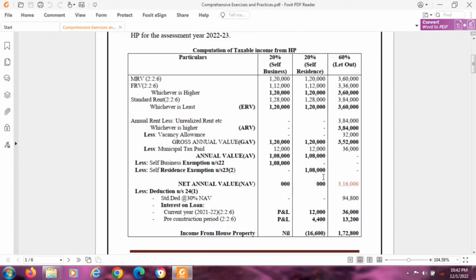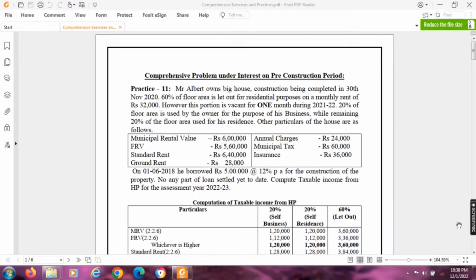In this problem, we have to compute interest on loan because the loan amount, the date of borrowing and the date of completion of construction, everything was given clearly. Based on that working, we have to compute interest on loan for the current year and interest on loan for the pre-construction period. Let me start the workings. Loan 5 lakh, interest rate 12%, period. Date of borrowing 1st June 2018. Date of repayment not yet made. Date of completion of construction 30th November 2020. So the period is 1st June 2018 to 30th November 2020.